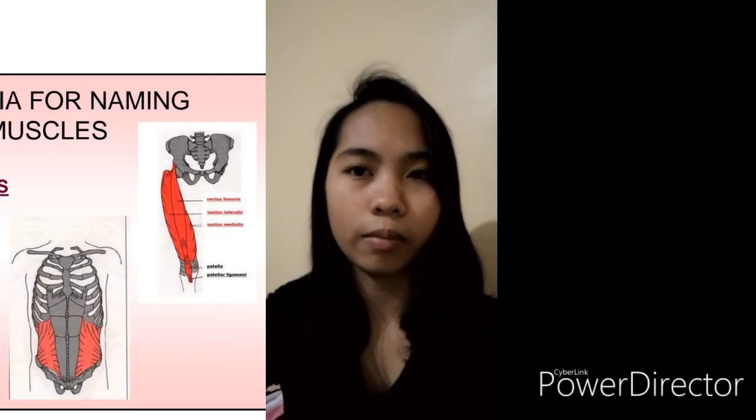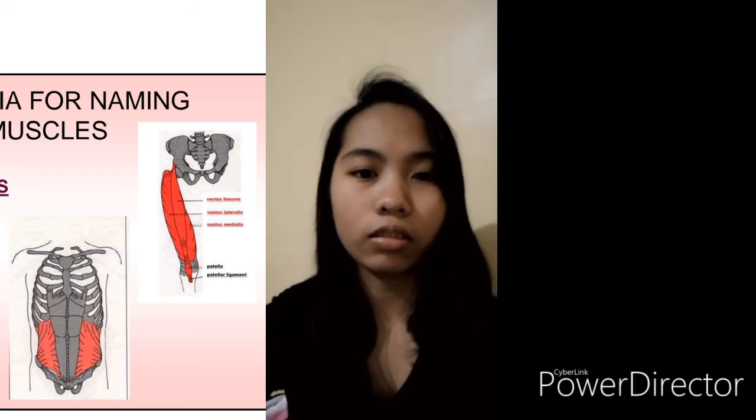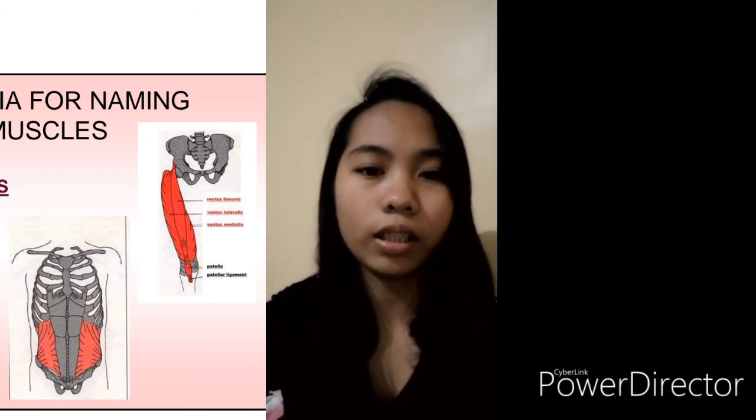Stabilize a joint when muscle cross two or more joints. Number 4, fixators. It holds a bone still or stabilize fine mover origin. There are 7 criteria for naming muscles. Number 1, direction of muscle fibers. Example is the rectus or straight, oblique, or diagonally.